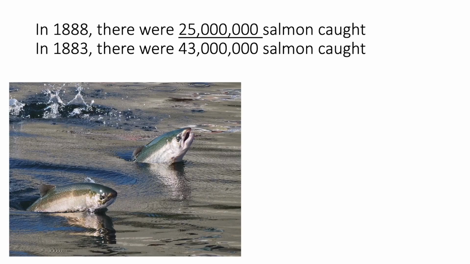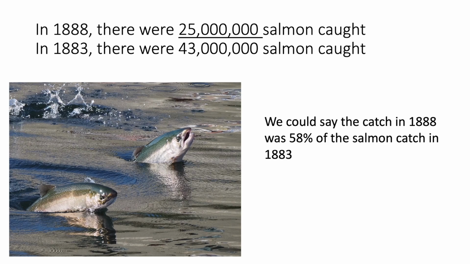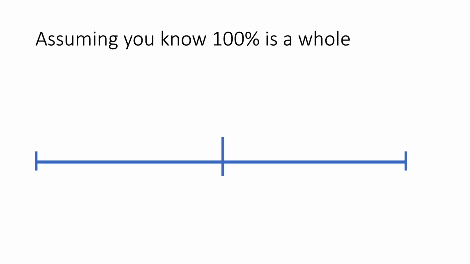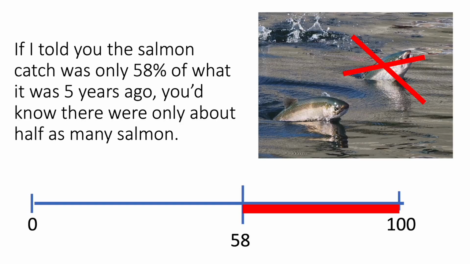In 1888, there were 25 million salmon caught. In 1883, there were 43 million salmon caught. We could say that the catch in 1888 was 58% of the salmon catch in 1883. Assuming you know 100% is a whole, and you can imagine percentages on a number line from 0 to 100, with 50% in the middle. If I told you the salmon catch was only 58% of what it was 5 years ago, you'd know there are only about half as many salmon.